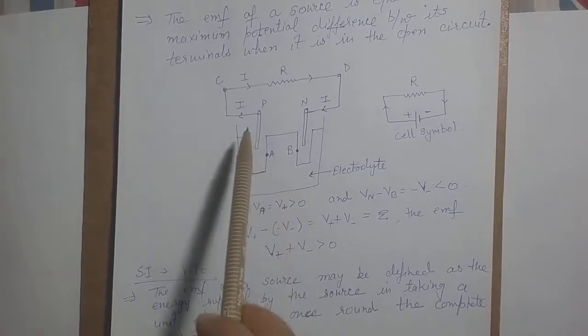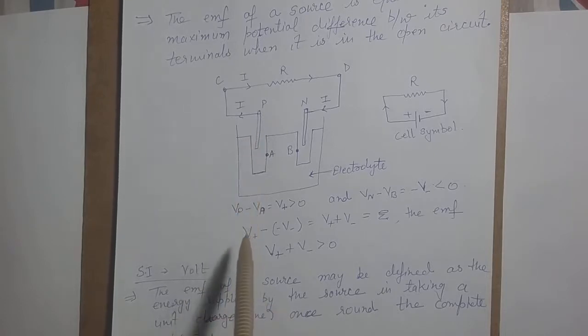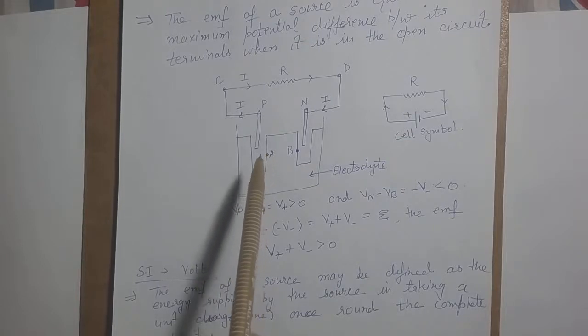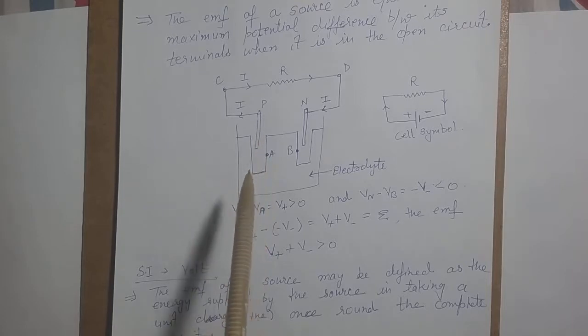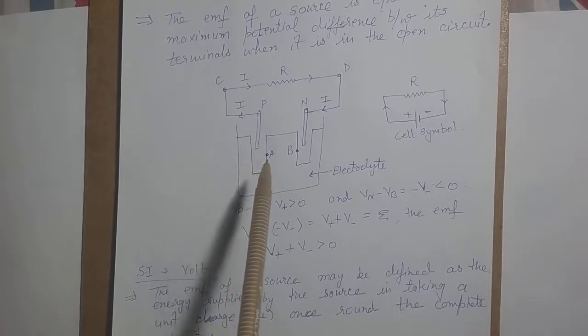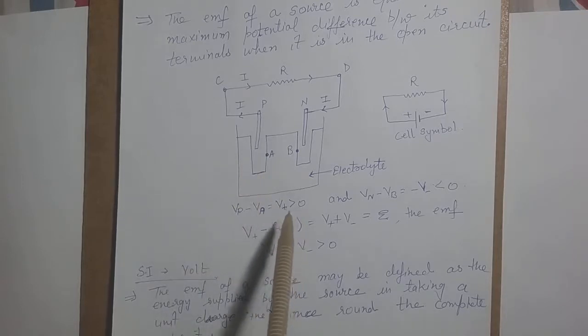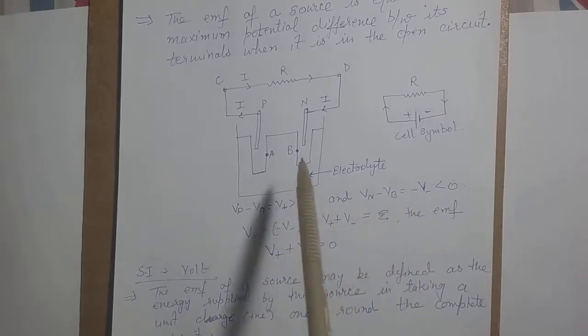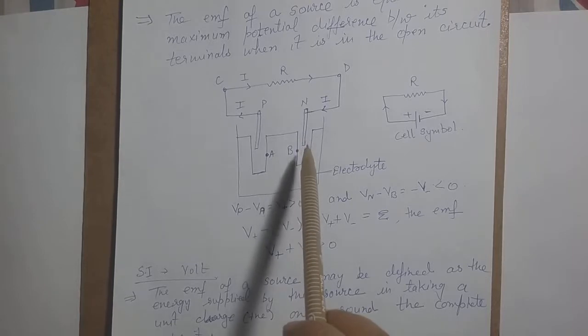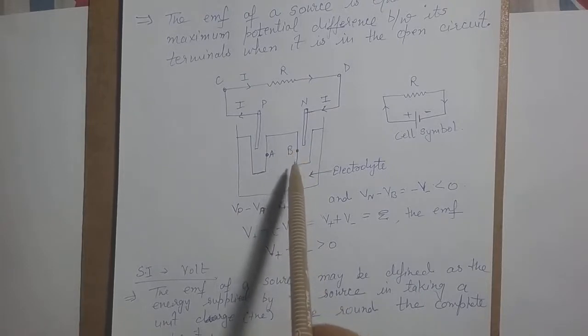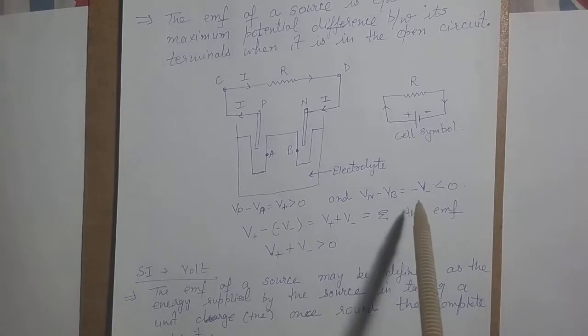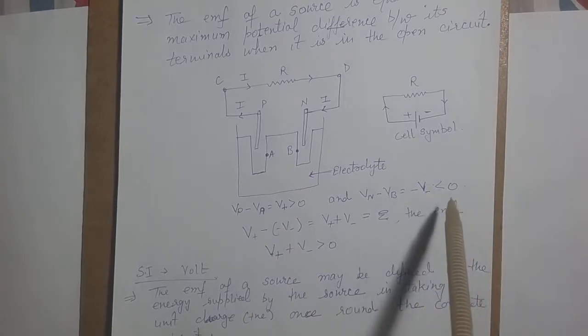Now what is happening? The potential at plate P, the positive electrode, minus the potential of the electrolyte near this positive plate, the potential difference of this positive rod and the electrolyte near it, comes out to be positive, that is V plus, which is greater than 0. And if we consider the negative electrode, the difference between this negative electrode and the electrolytic solution nearby comes out to be negative, that is less than 0.